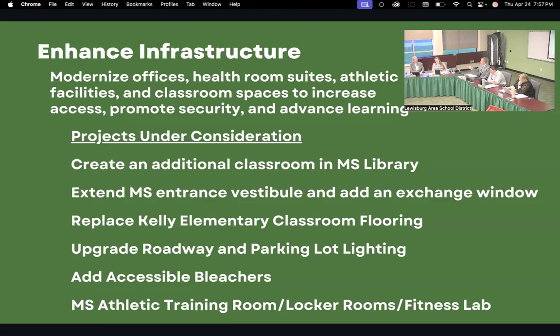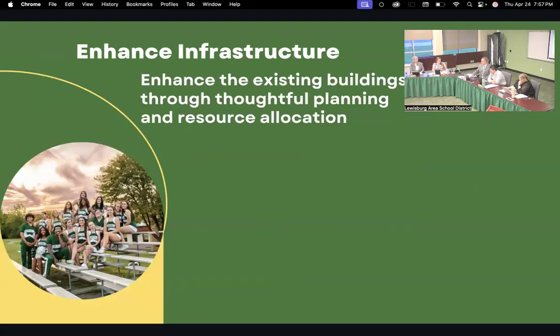Other thoughts, questions on this slide? Enhancing existing buildings through thoughtful planning and resource allocation. Where are we getting some of those funds? One of those sources that we talked about tonight is the capital fund. And the transfer helps to have some money available to do those projects.